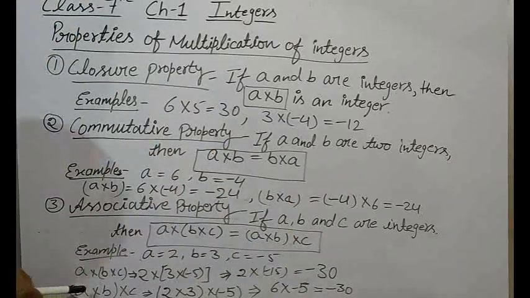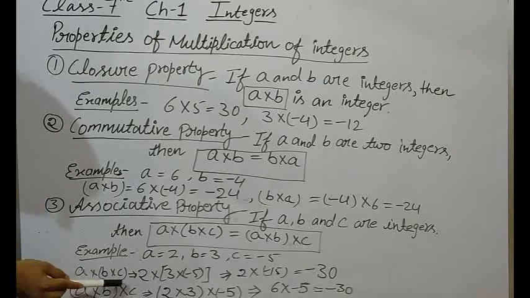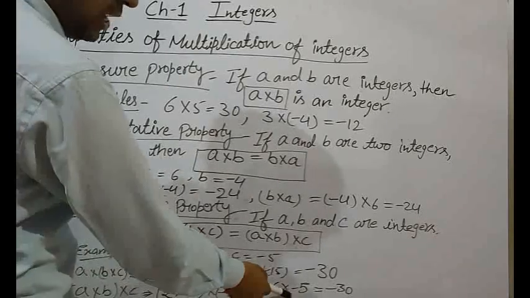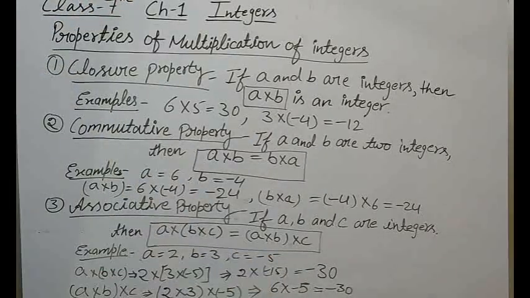Now here we first multiply a into b. Before, we first multiplied b into c, but now we first multiply a into b, then multiply by c. The value of a is 2 and the value of b is 3. We first multiply a and b, so 2 into 3 is equal to 6. Then we multiply by c. The value of c is -5. 6 multiplied by -5 is equal to -30.